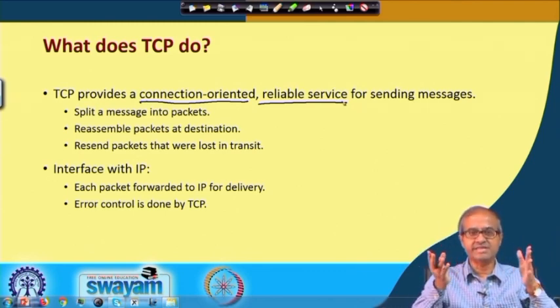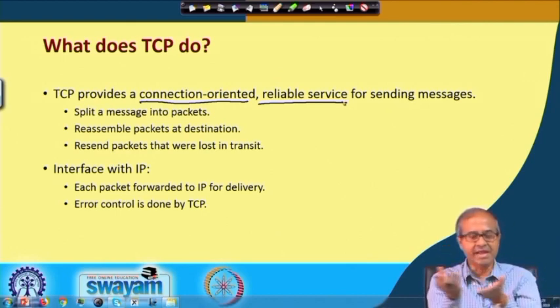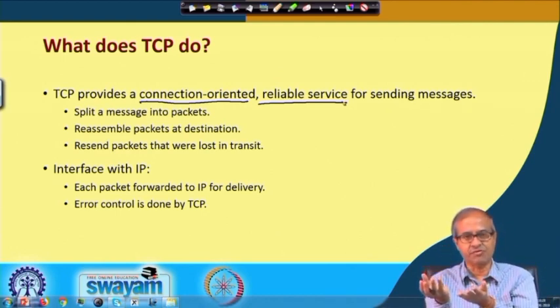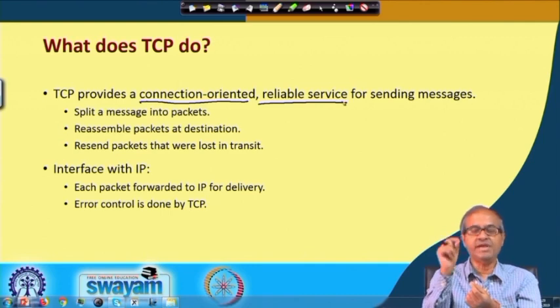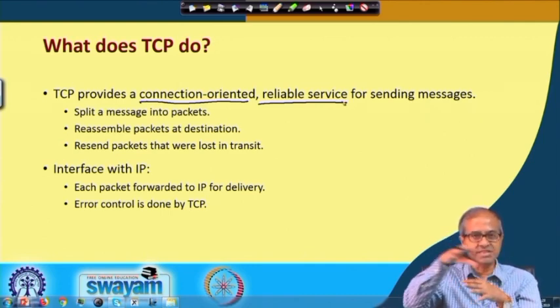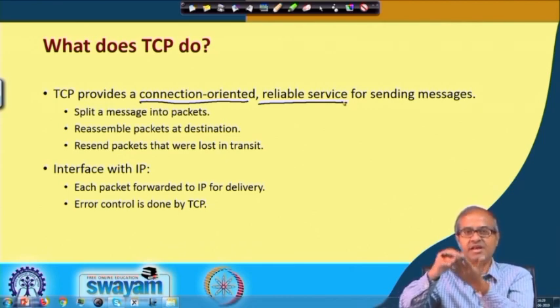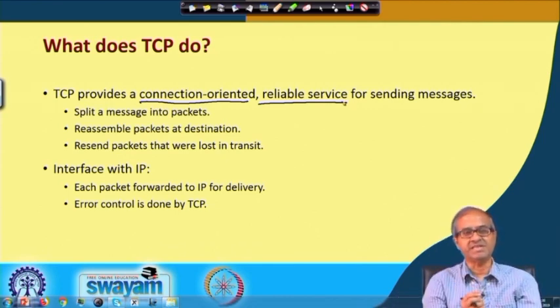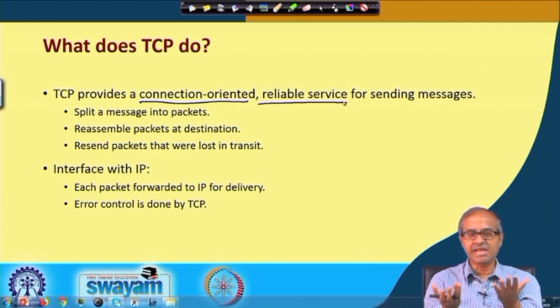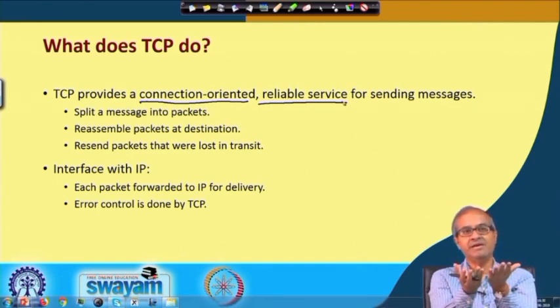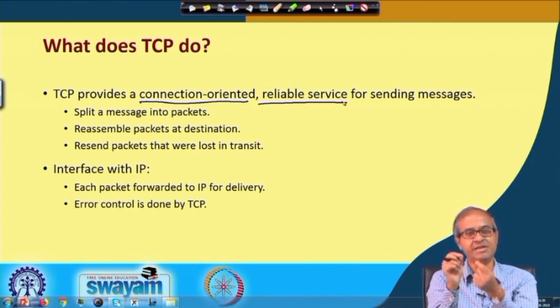But as I said, IP does not guarantee that. IP may receive the packets out of order. So, it will be the responsibility of the TCP layer to order the packets in the correct order and then forward them to the application. The application will feel that everything is fine, the packets are coming in the same order, but it is TCP which is ensuring that.